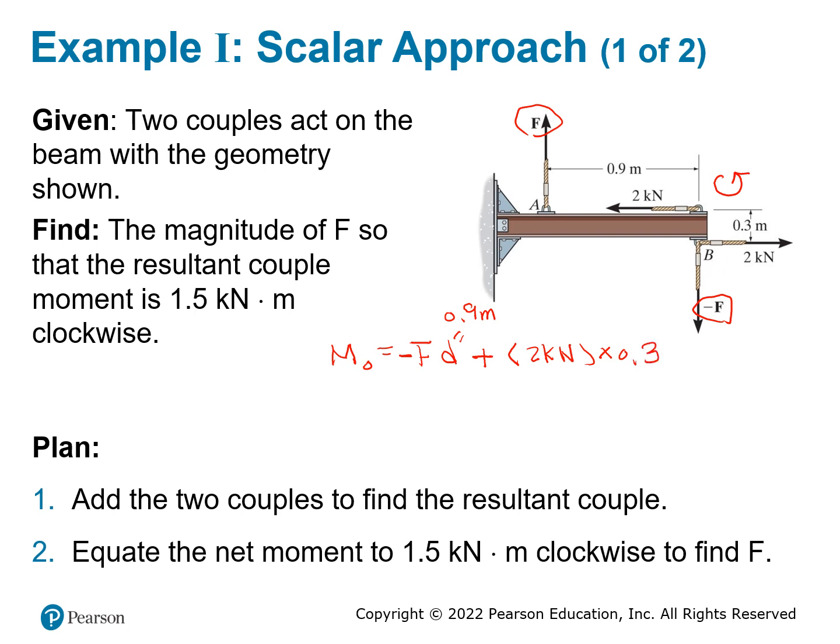And they told you the result of this should be equal to 1.5 thousand Newton meter and clockwise. So clockwise is negative. We're going to put negative here, and it's going to be 1.5 thousand Newton times meter. With this simple equation, you can certainly find out what is the force that is needed to create the result of 1.5 thousand Newton times meter clockwise.